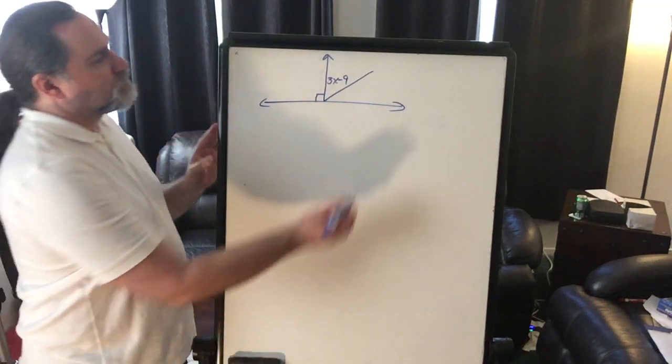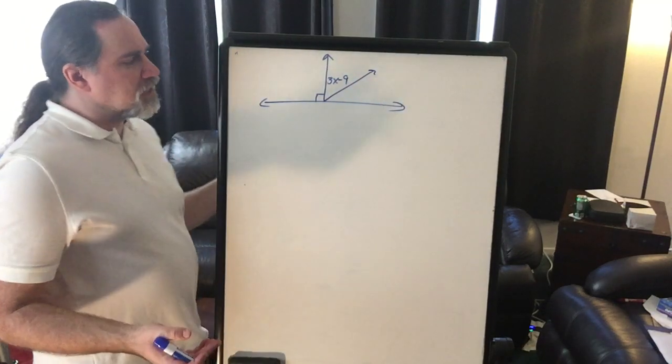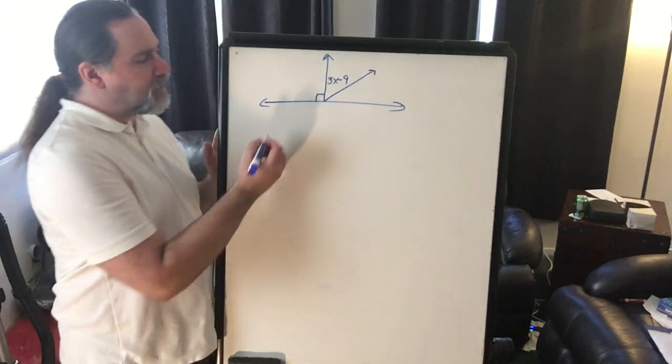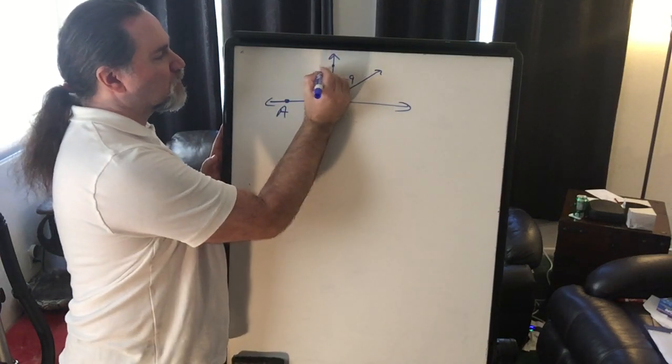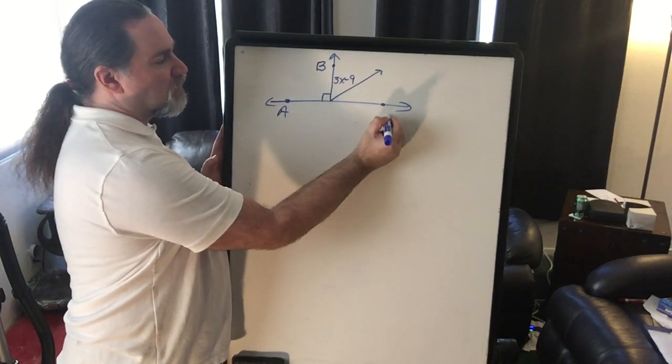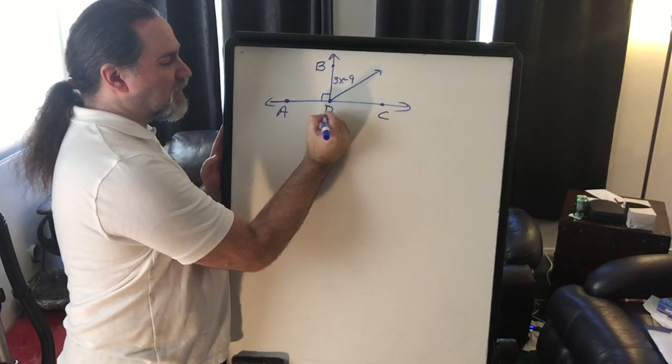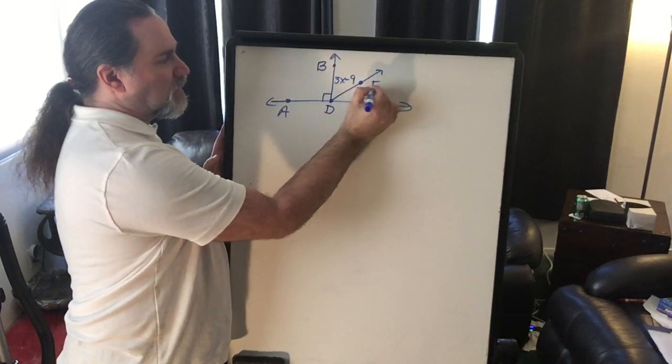Now, how do I talk to you about these angles? Well, let's start naming parts of this line. Here's A. I'm going to call this one B. Go down here to C. Right here at the middle, we're going to call it D. And then this line is E.